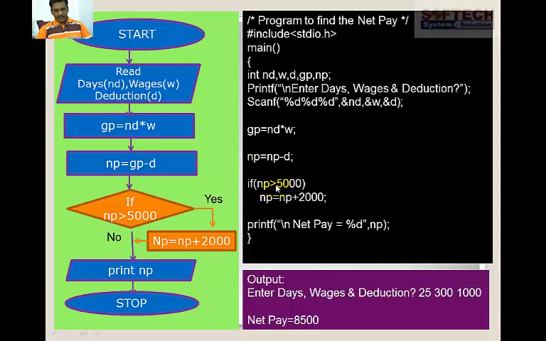2000 is greater than 5000? The condition is false. Then it skips this statement. They execute these statements. Because it is false, it skips the true portion. It executes the next statement. That is net pay equal to just 2000. It displays only 2000. It does not add the bonus because there is no bonus if the net pay is less than or equal to 5000.